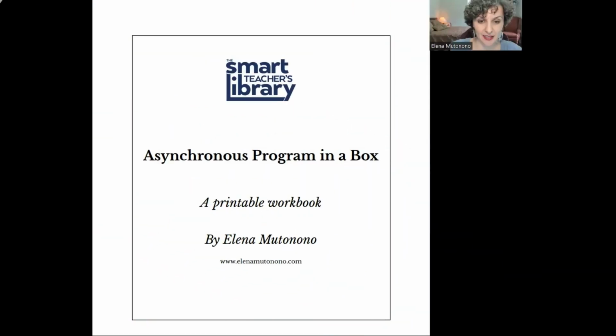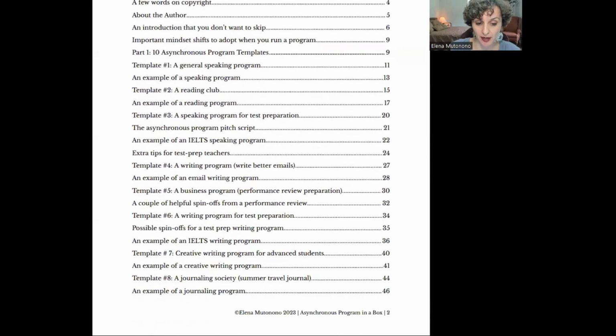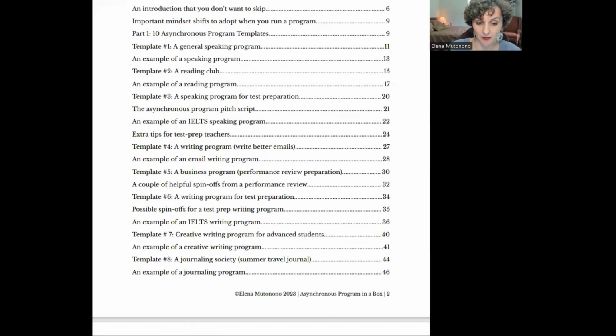So let's take a look at the template and make sure you take some notes. In the Asynchronous Program in a Box, I have 4 templates for a writing program. One of them is on how to write better emails. The other one is on test preparation. Then there's a journaling program, and there is a creative writing program.